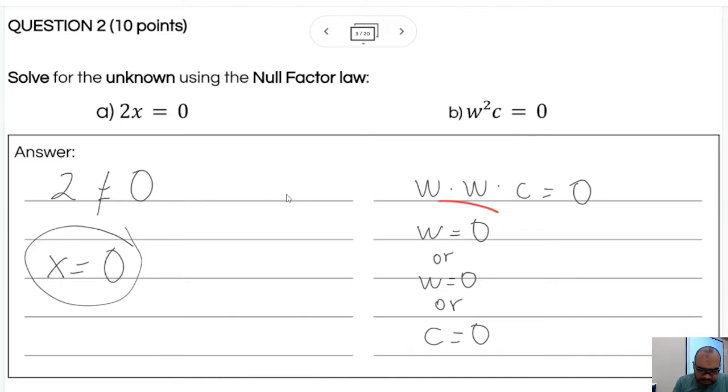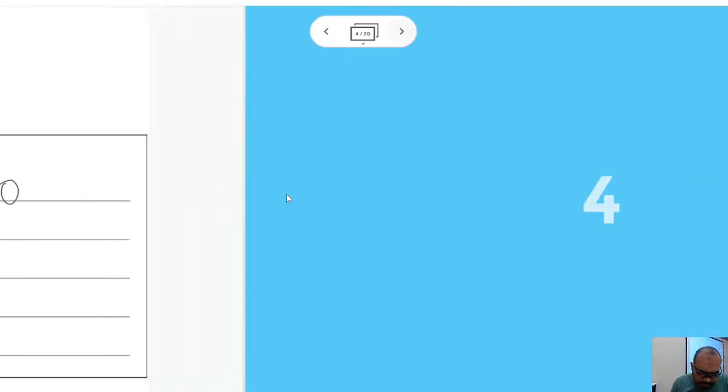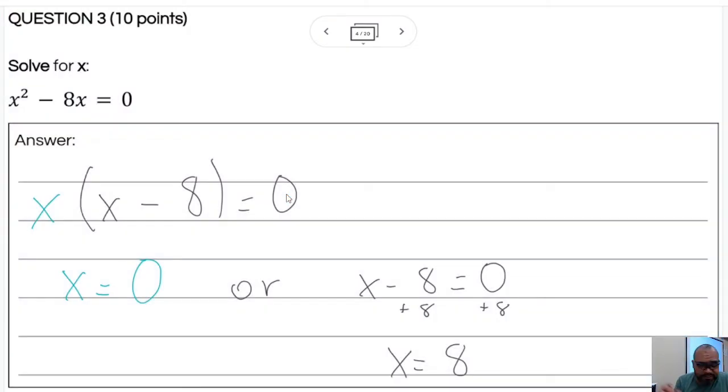Then we have three options. The first one, w equals 0. The second one, w equals 0 again. The second w, and here c equals 0. Any option here is correct. But if you just write w equals 0 or c equals 0, it's enough for me. Great. Because the other w is the same thing.